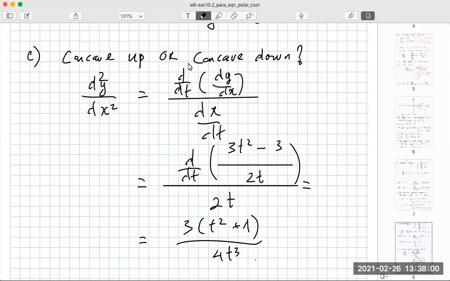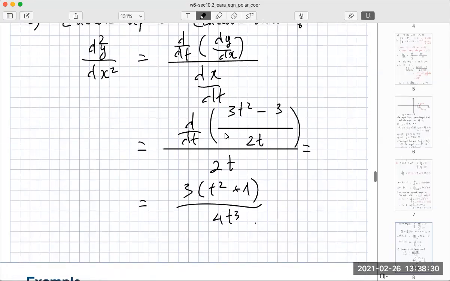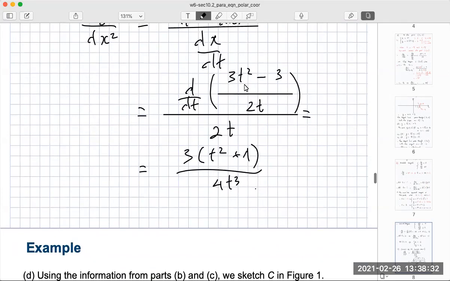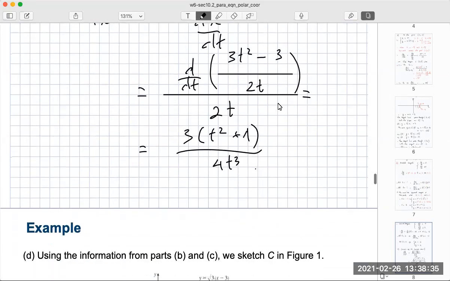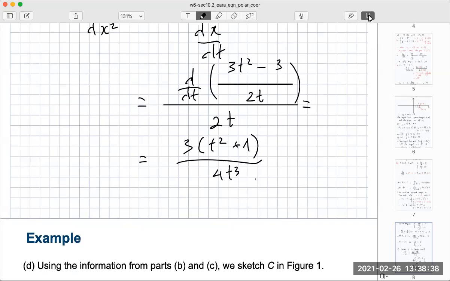In order to check where the curve is concave up or concave down, we need to know the second derivative of y with respect to x. And again, apply the chain rule to the tangent. So we have this relation: d over dt of dy over dx, all divided by dx over dt. From the above computation, we know that this one, right? Let us compute it together.